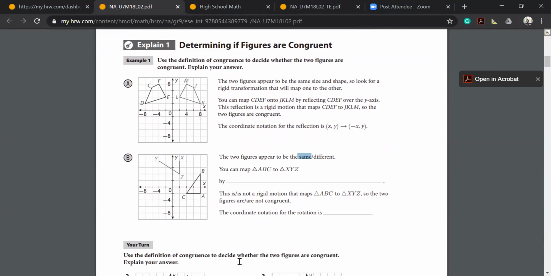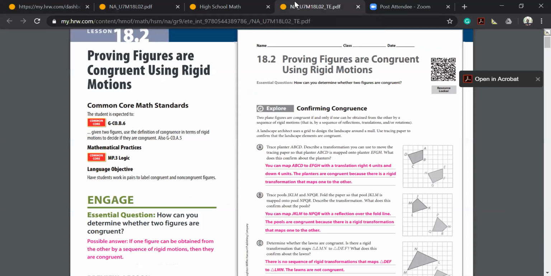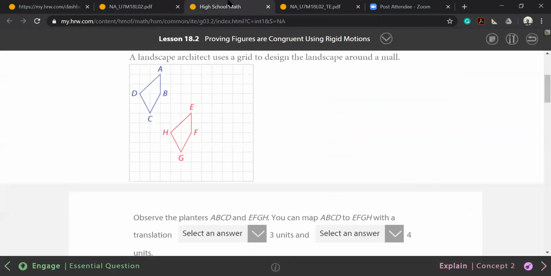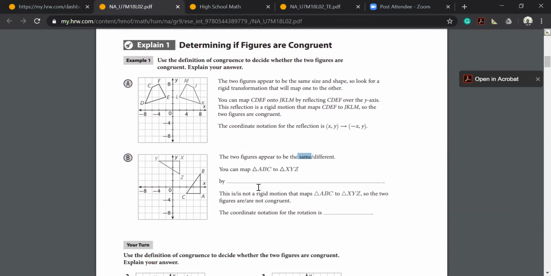What do you think? Which transformation is happening here? Translation, rotation, or reflection? Is it translation? Of course not, because they do not have the same orientation. Is it reflection? Not at all. Nothing is facing nothing, so this is not reflection. So I am having a rotation. Rotation can be 90, 180, or 270.